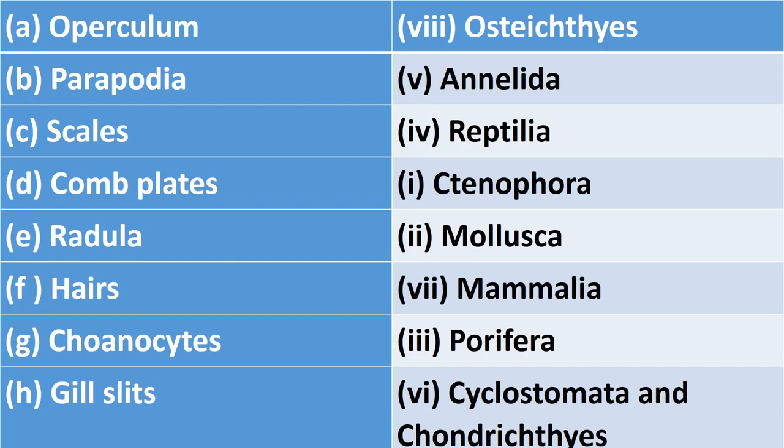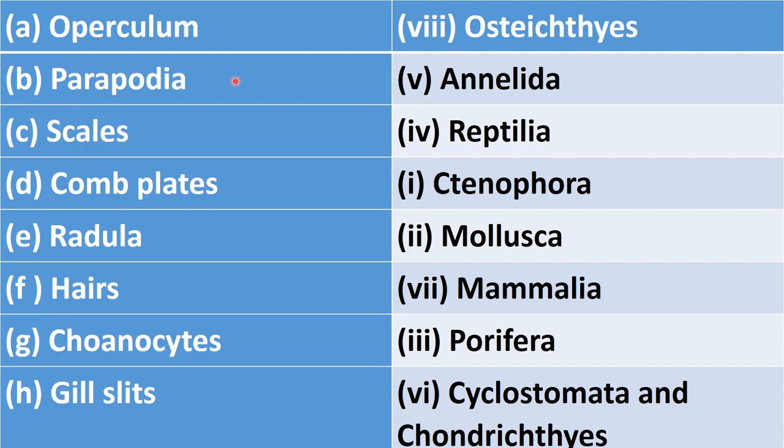Now this is the answer for question number 14 of NCERT, and here you need to match the given body structures with the given class or phylum. So here you see operculum. Operculum is a covering over the gill slits, right? So it is found in Osteichthyes fishes. So operculum is matched with Osteichthyes.